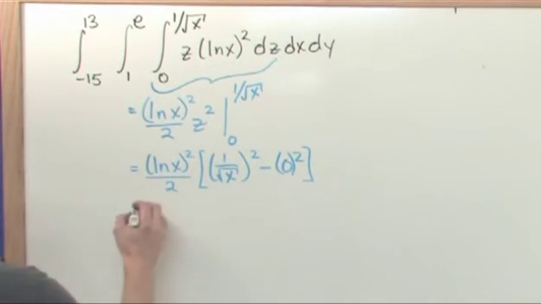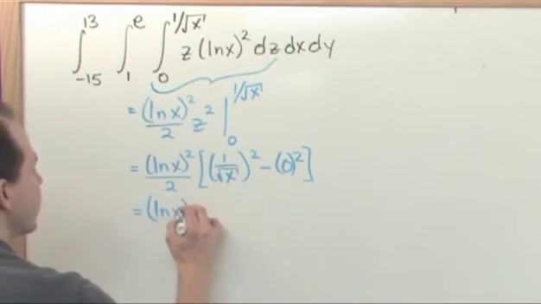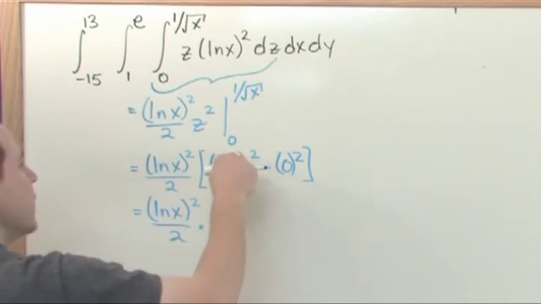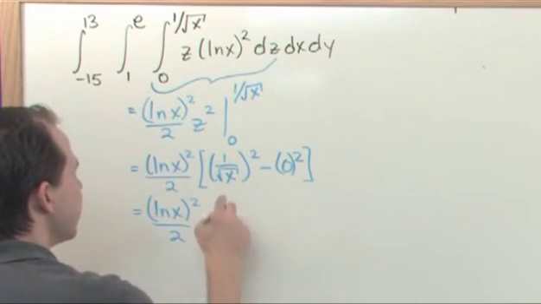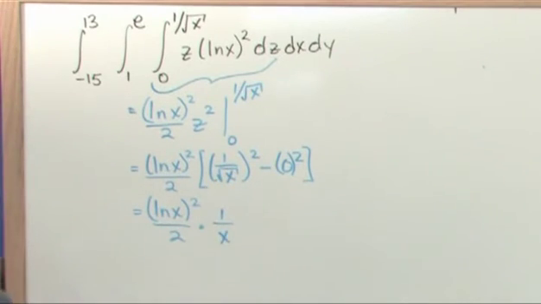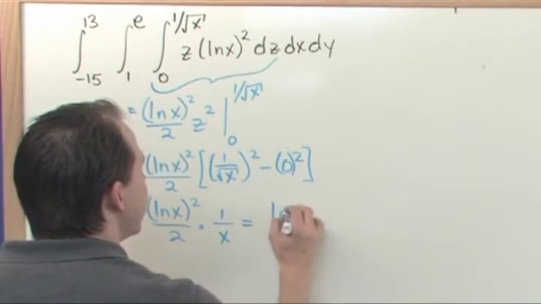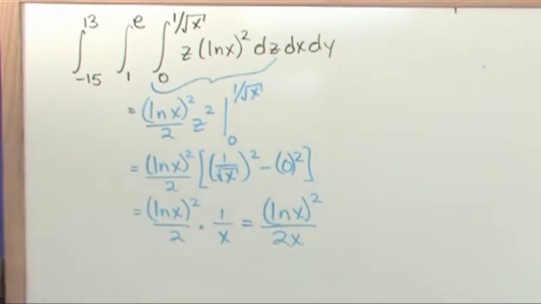Okay, so what I'm going to have here is natural log of x squared over 2 times this guy right here. 1 over square root of x all squared is just going to be 1 over x, because the square root of x squared just gives me the x. So in the end of the day, I'm going to have natural log of x squared over 2x down here. And that's what I have for my first integral, so it's not too bad.